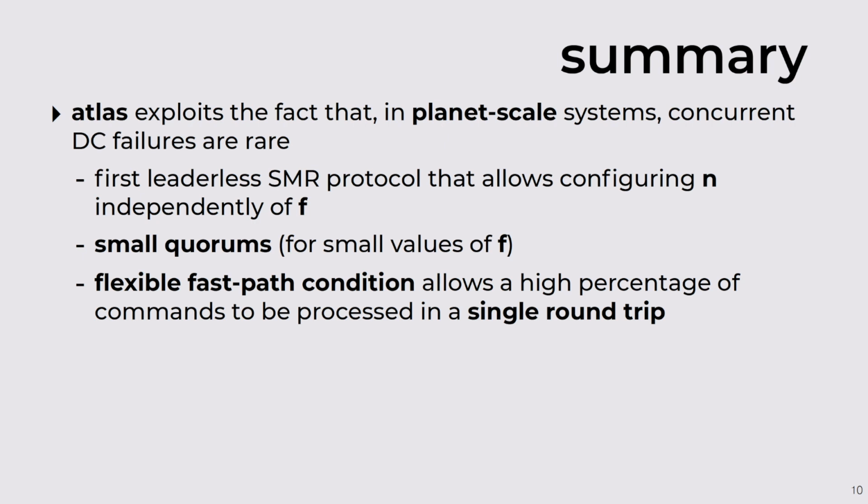To summarize, Atlas exploits the fact that in planet-scale systems, concurrent data center failures are rare, where these failures can manifest through link slowdowns or actual machine crashes. Atlas is the first leaderless SMR protocol that allows configuring the number of replicas independently of the number of allowed failures. It employs small quorums for small values of f, and its flexible fast path condition allows a high percentage of commands to be processed in a single round trip.